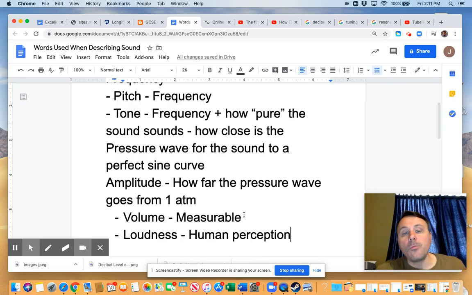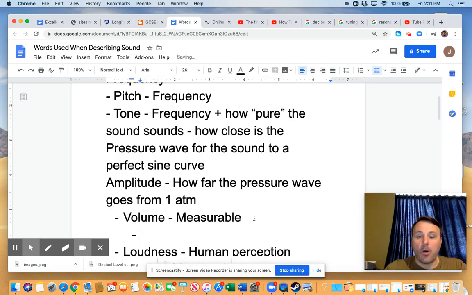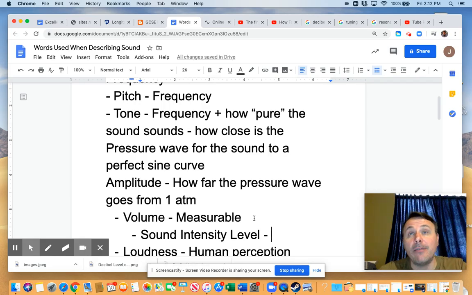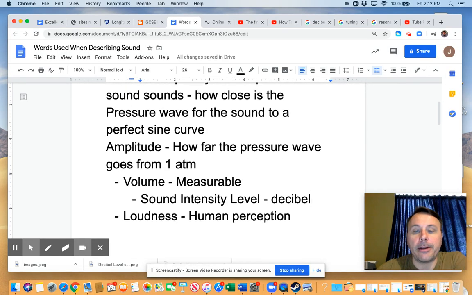But what is volume then? It is related to the amplitude, but really volume is more properly called sound intensity level. Okay? And sound intensity level is based on the intensity of the wave, not the amplitude of the wave. And so we'll talk about intensity of a sound wave a little bit later. But you may know a scale that measures sound intensity level, and that is the decibel scale. And once again, we'll talk about the decibel scale a little bit later.